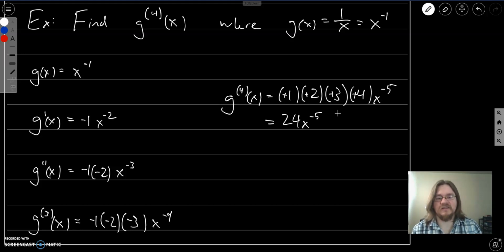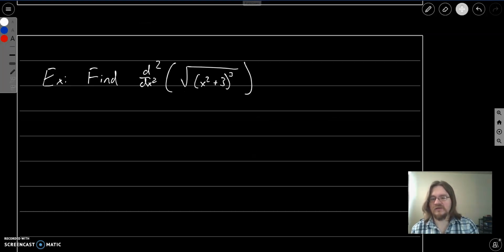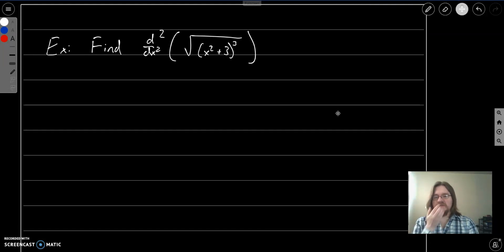So we can see that there's a little bit of pattern going on here. When we take derivatives of x's raised to powers, we'll just continue dropping those powers out front. So we'll get something that looks like a factorial out front. And again, our x just being raised to fewer and fewer powers. Let's do one more example, and for this one, there's a little bit of a trick involved.